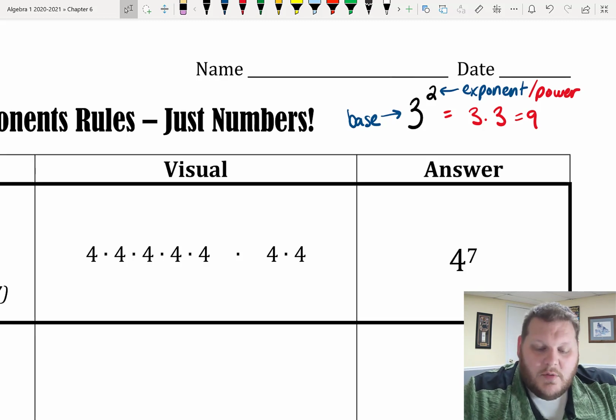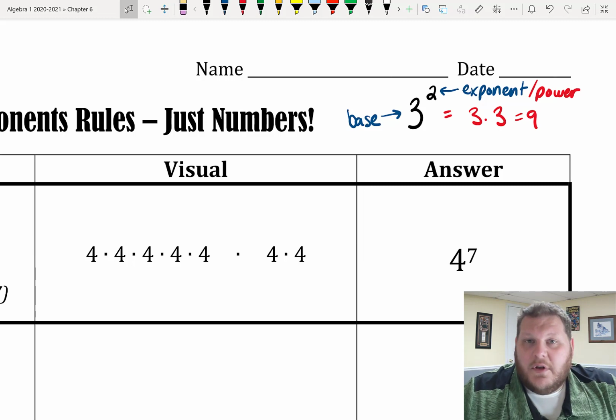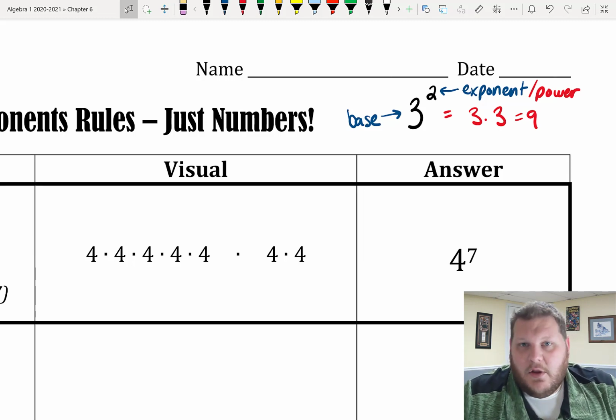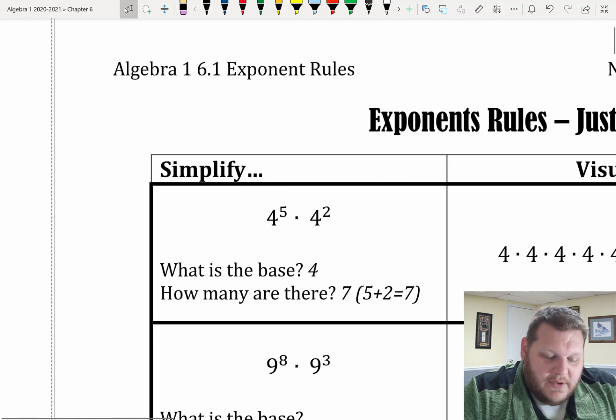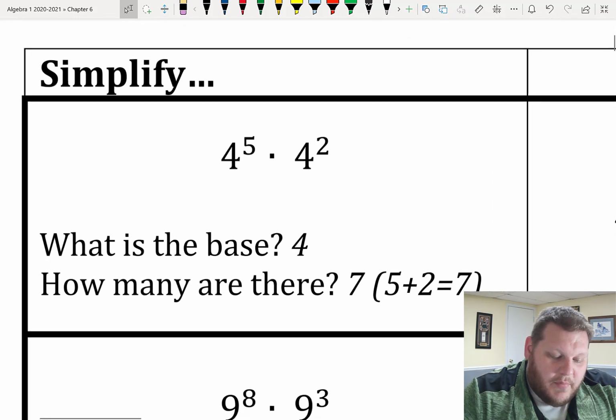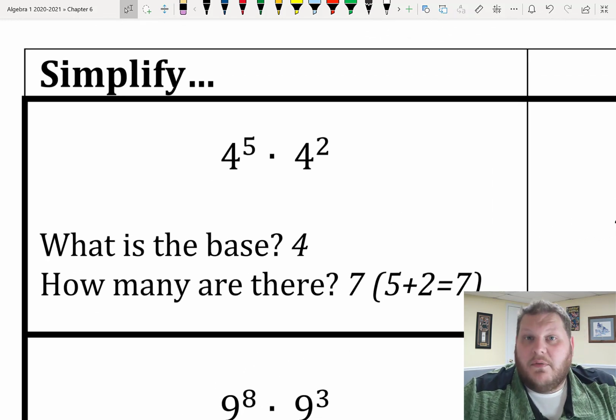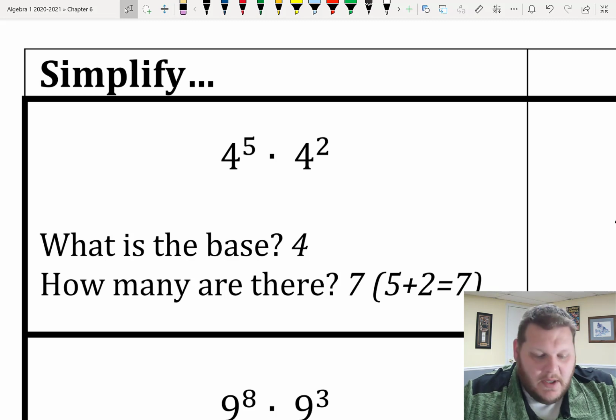Now, we should be able to work backwards and figure out a shortcut on how we could get 4 to the 7th power without having to expand this all the way out. To do that, if we take a look at the base, we know the base is 4 in both of them. That is very, very important. These exponent rules that we're going to be looking at only apply if my base is the same. So because these are both 4s as the base, we can look at these exponent rules.